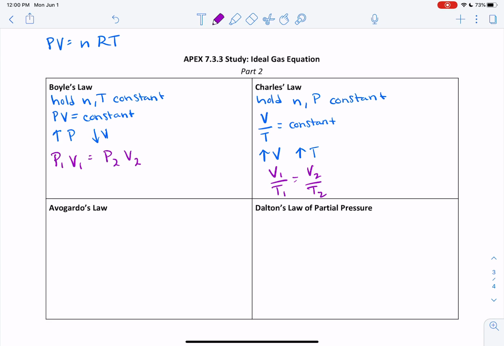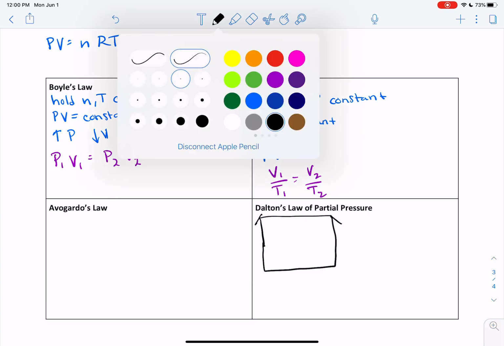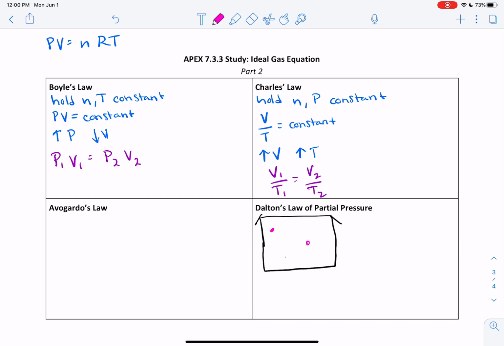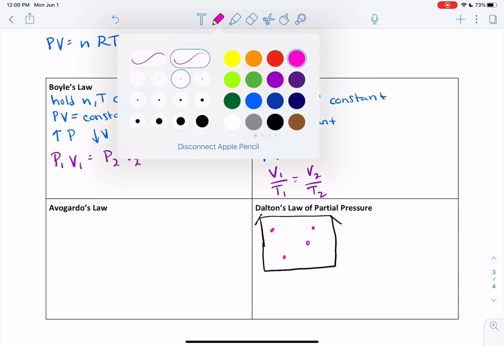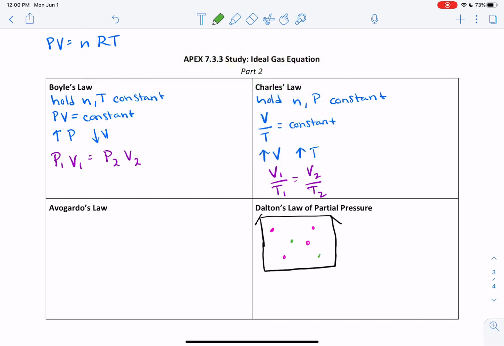There's also something related to this called Dalton's law of partial pressure. So I want you to think about if you had a container of gas, and let's say we have a couple different types of gas in here. We have this pink gas, we have this green one, and we have this blue one, okay?